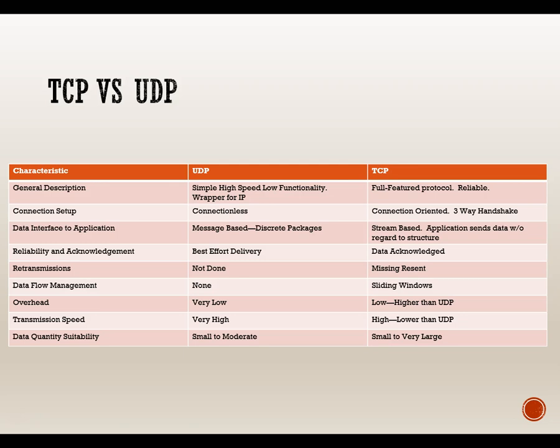Data flow management: there is none in UDP. Sliding window in TCP. Overhead in TCP, or excuse me, UDP is very low. It's low in TCP, but higher than in UDP. Transmission speed very high in UDP, and then high for TCP, but lower than the UDP protocol. Data quantity suitability: small to moderate for UDP, and small to very large for TCP.